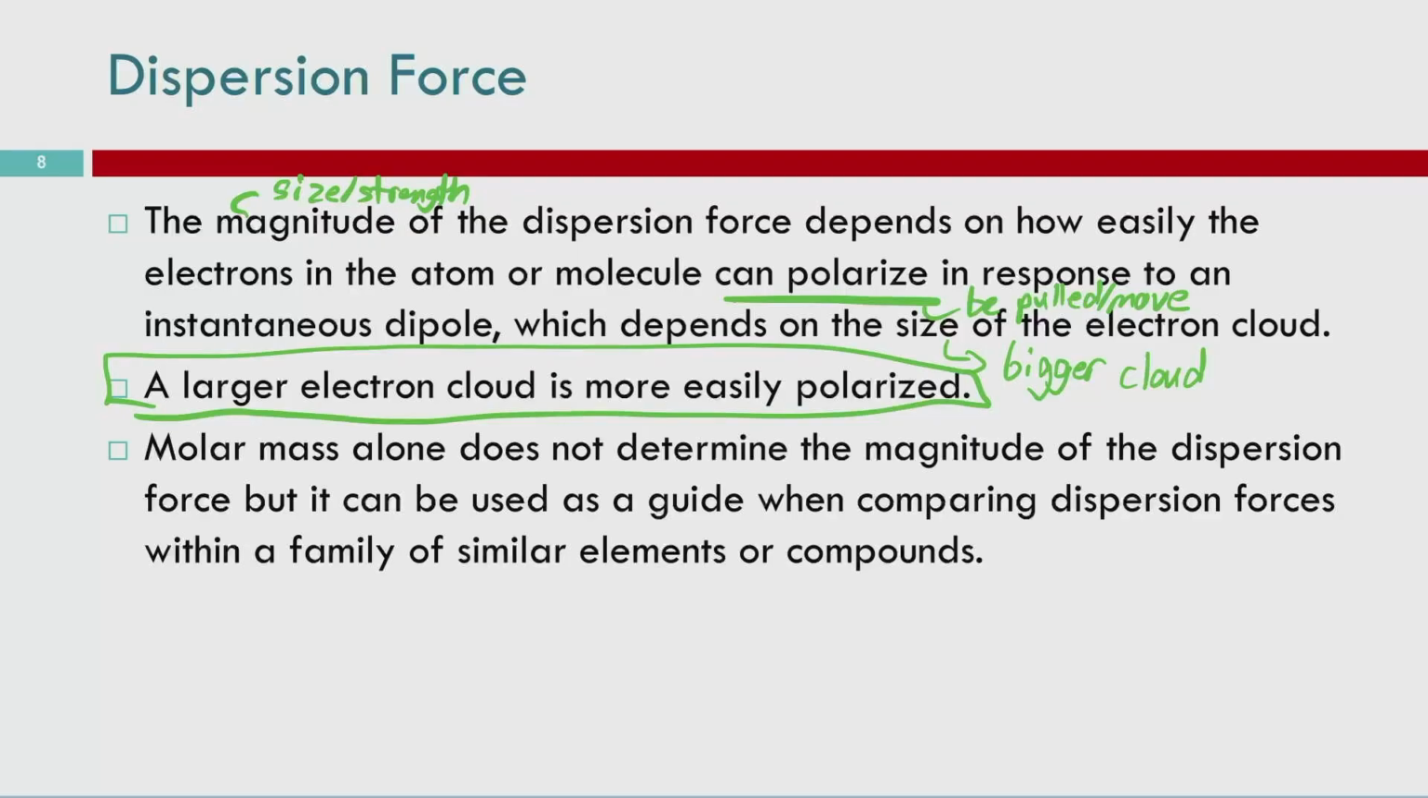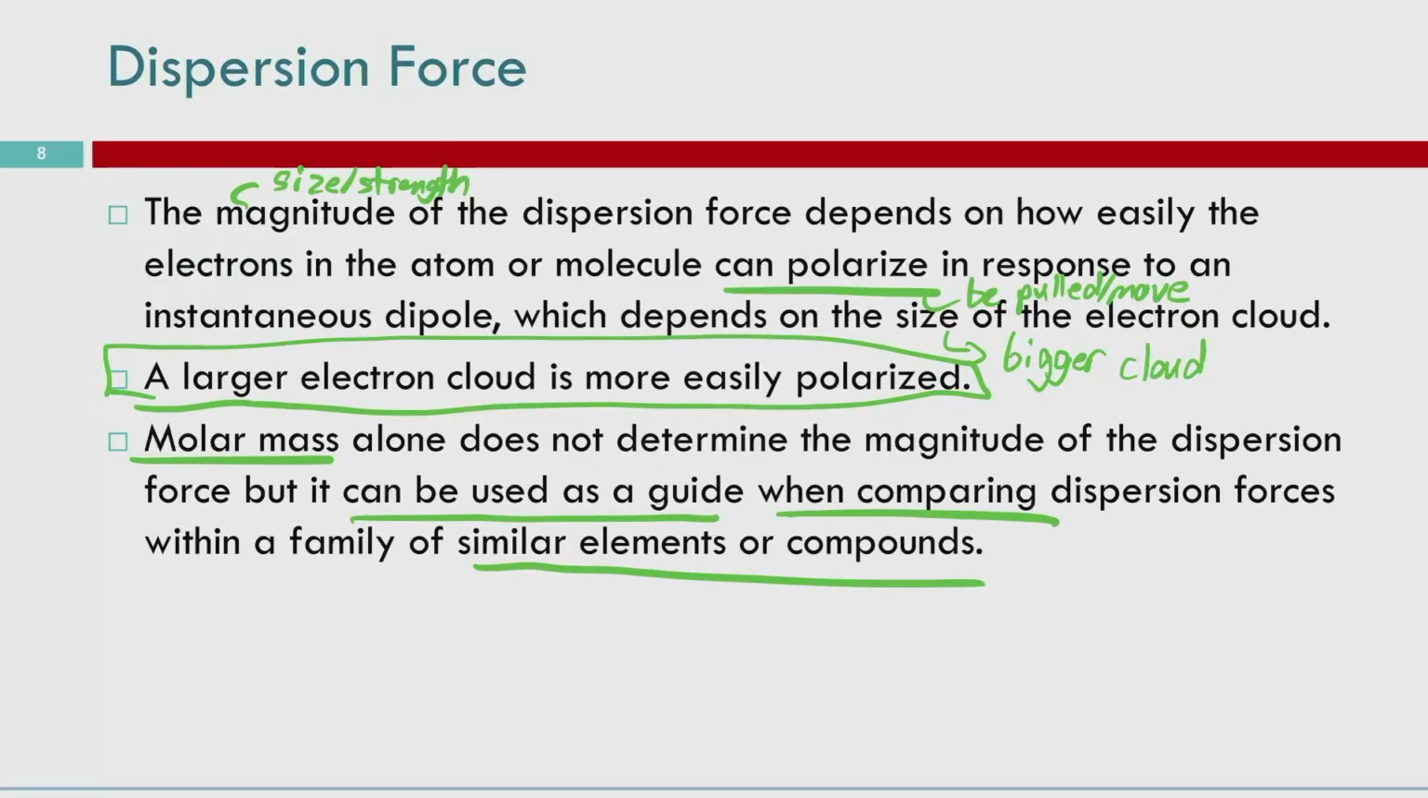One way that we can compare dispersion forces, because we like to look at trends, is by looking at molar mass. Molar mass can be used as a guide when comparing similar elements or compounds. So if we're in a group, in a column on our periodic table, then we can compare based on molar mass, because the things that have larger molar mass are going to have more electrons.